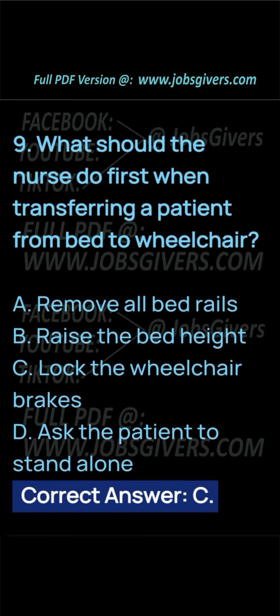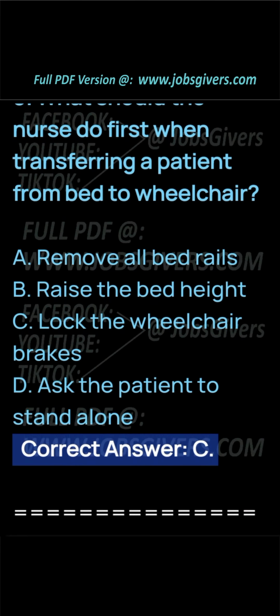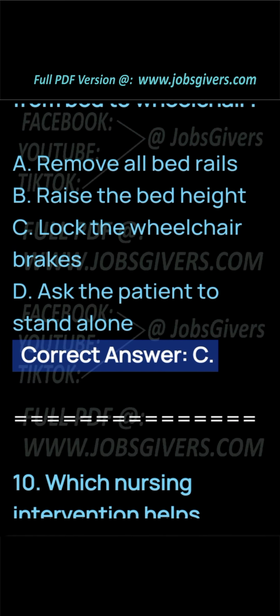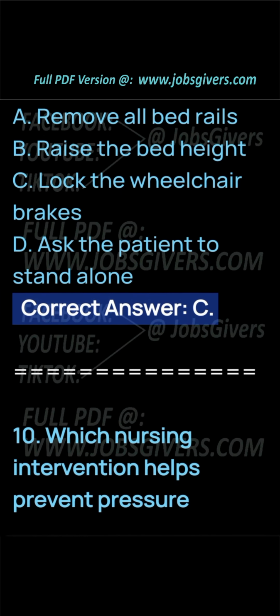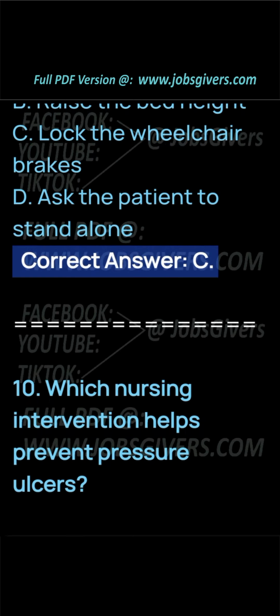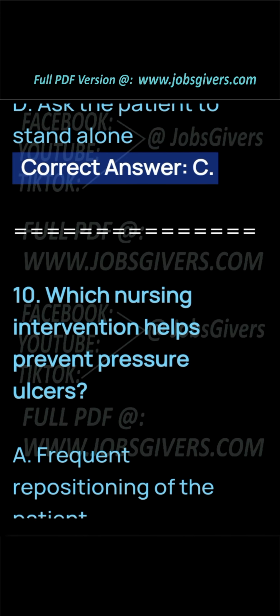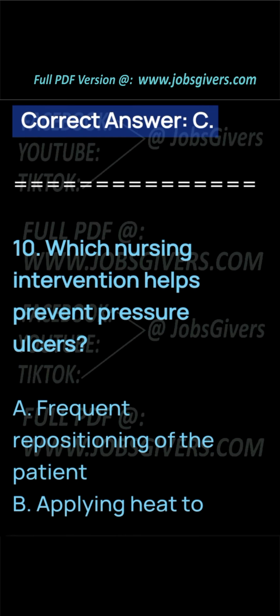Question 9. What should the nurse do first when transferring the patient from bed to wheelchair? A. Remove all bed rails. B. Raise the bed height. C. Lock the wheelchair brakes. D. Ask patient to stand alone. Correct answer C.